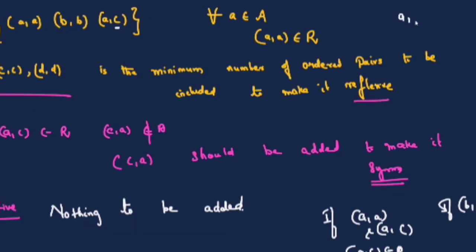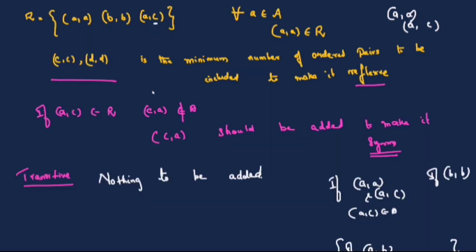See, (a,a) is there. Do you have anything ending in a here? (a,a) means ending is a. Anything starting with a? Yes. What is that? (a,c), isn't it? Now you check whether (a,c) is there. (a,c) is there. So nothing to be added.